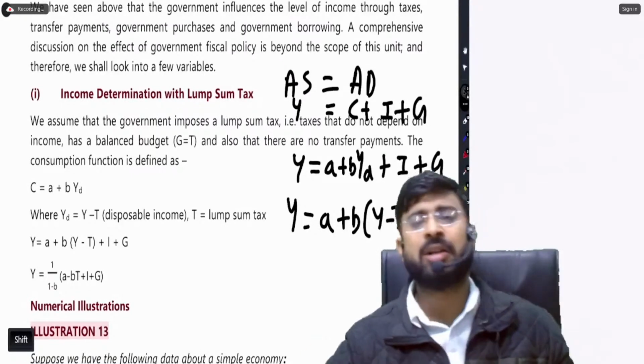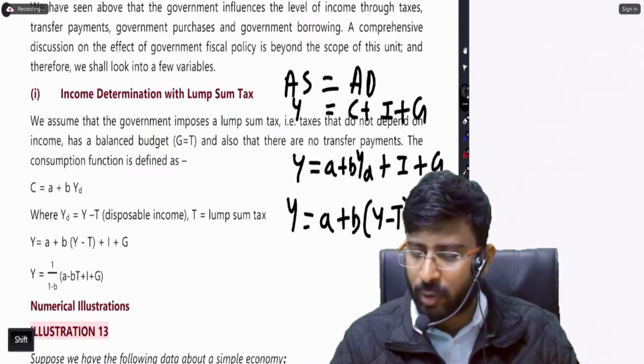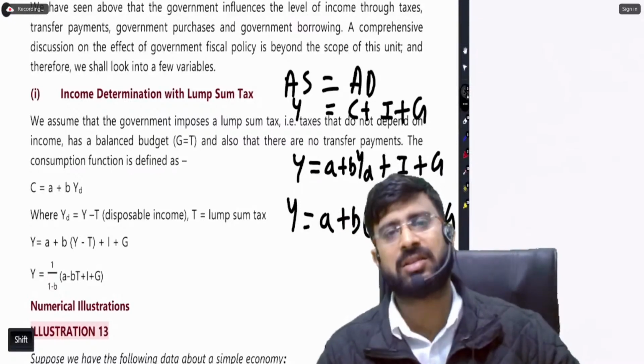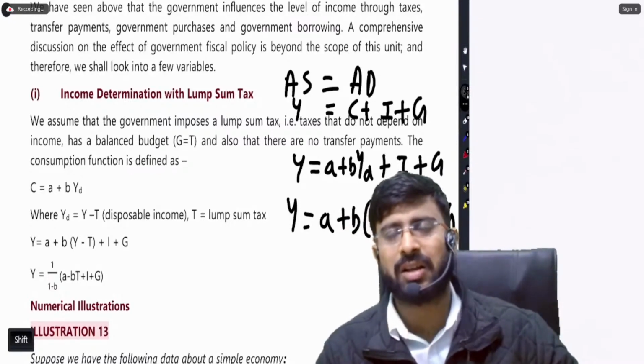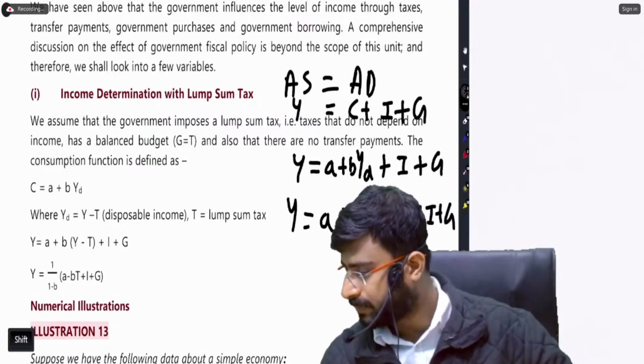Agreed, disagreed? Everybody write down in the chat, then only I will talk further. Disposable income equals income minus taxes. Write it down. First write down, then I will continue.